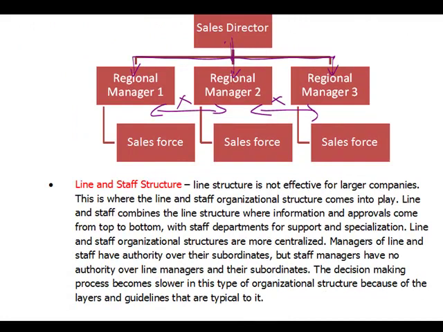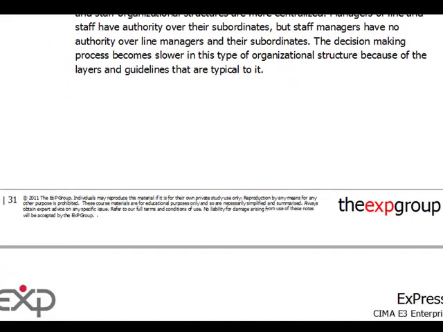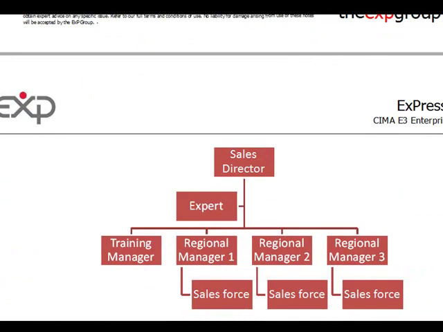A solution to this problem is a line and staff structure, where you've got the reporting lines as previously. However, you also have people who are outside these reporting lines. So the sales director may have an expert, an HR expert, marketing expert, market research expert that will tell him things he will never hear from his regional managers. There may also be a training manager who will be responsible for training all the sales force within the structure.